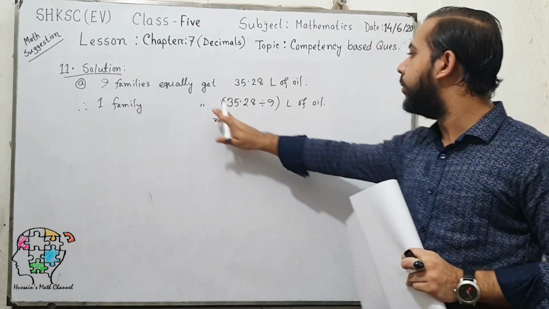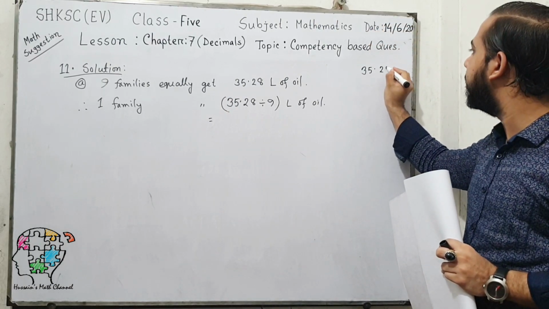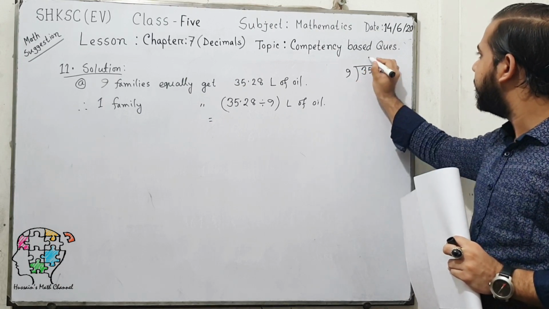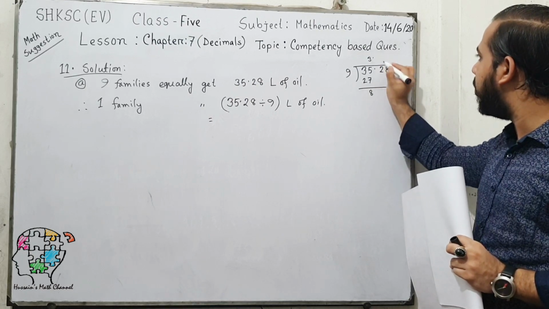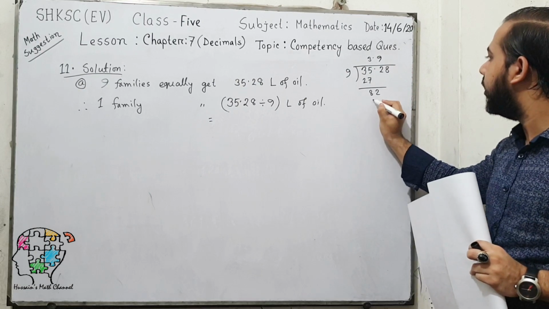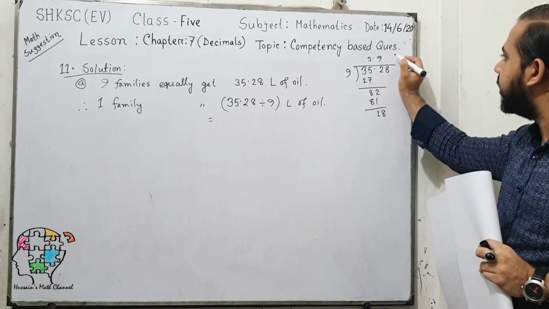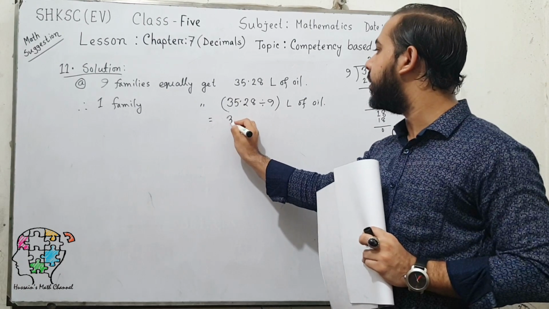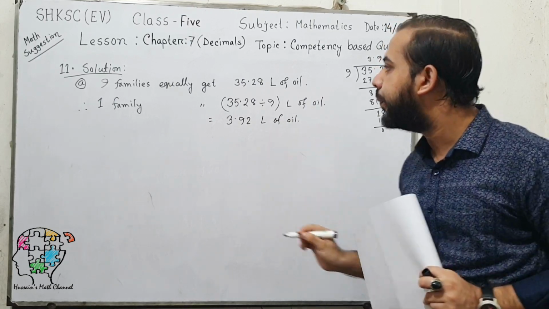So now we will do rough work here: 35.28 divided by 9. At first, 3 9s are 27, the remainder will be 8, there will be a point, we bring down only 2. 9 9s are 81, so the remainder will be 1 and we put down 8. 9 2s are 18, so we get 3.92 as the answer, liters of oil. Now question B.